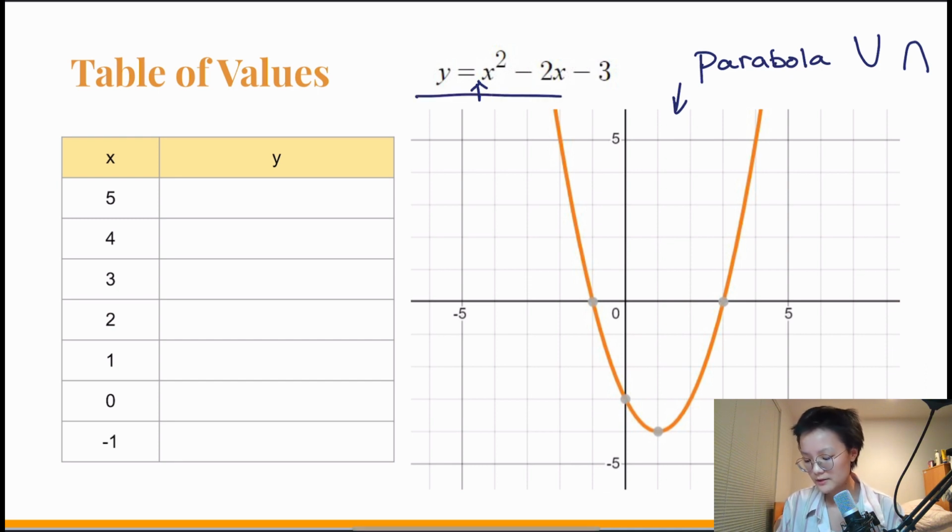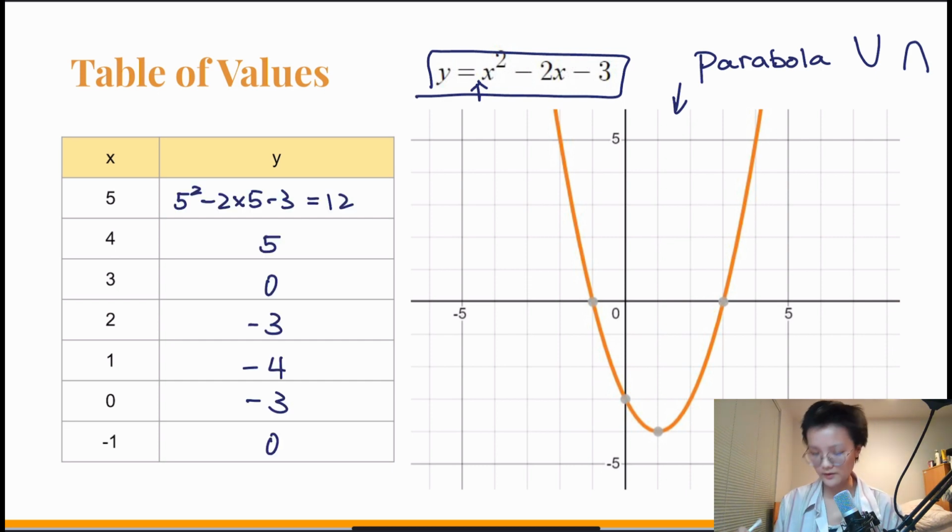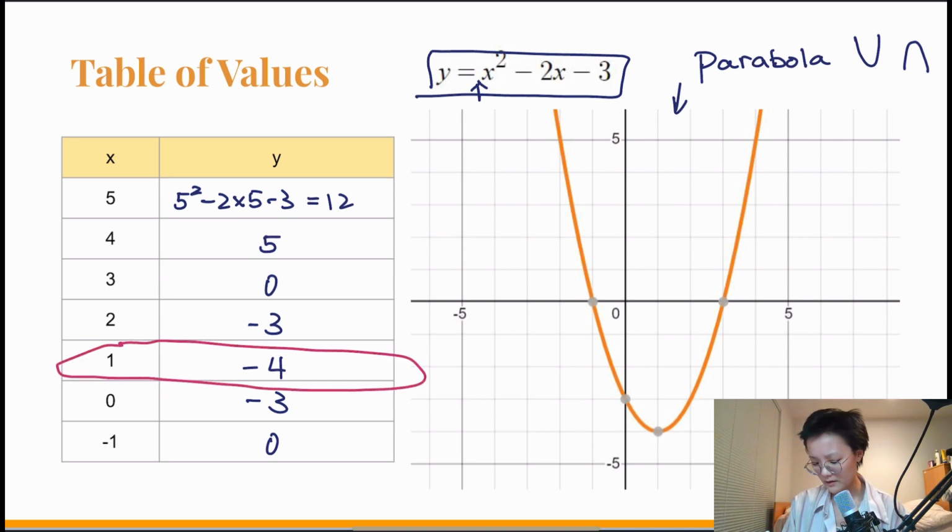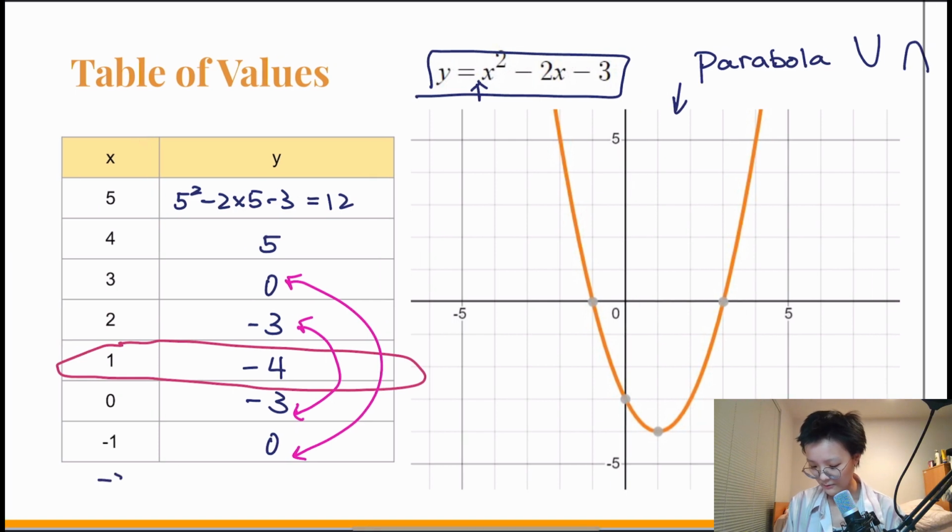So given this equation, we can actually create a table of values. And let's complete this table and see if we can find any pattern of this quadratic expression. Okay, now I have completed the table. And what we can find is that the value of y seems to be symmetric around when x equals 1. The value of y on both sides is -3 and 0. So if we also compute x equals -2, we will find the value of it should be 5.